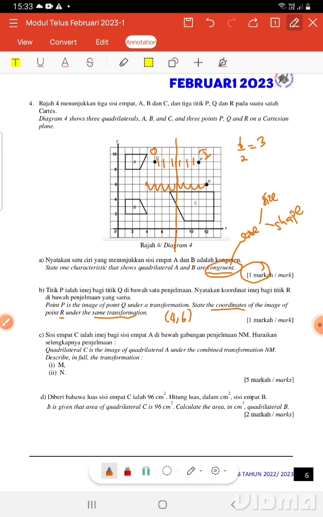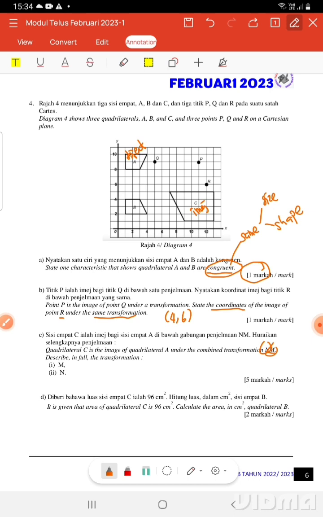Next, question C. Quadrilateral C is the image of quadrilateral A under the combined transformation NM. Describe in full the transformation. So C is the image of A, and A is our object. It means it underwent M followed by N. Again we see the difference in size, right? So when we have a difference in size, we can guess that what happened is an enlargement.